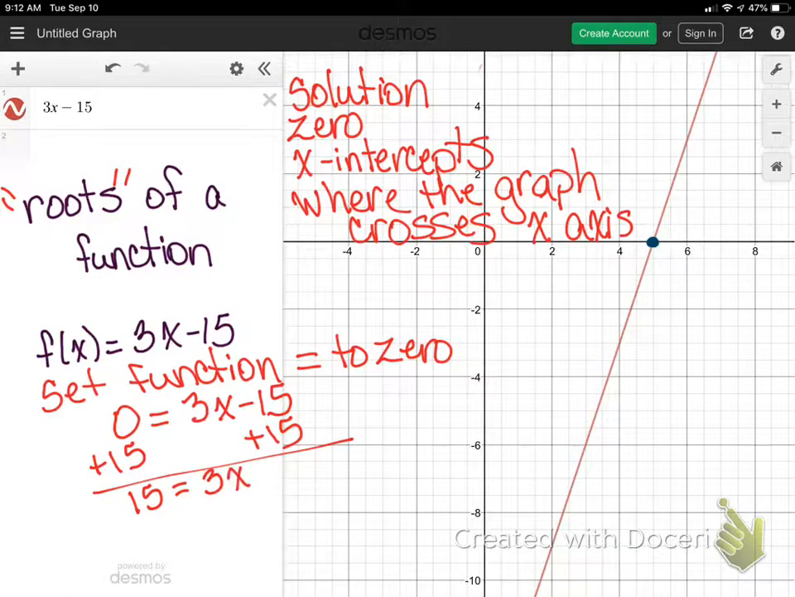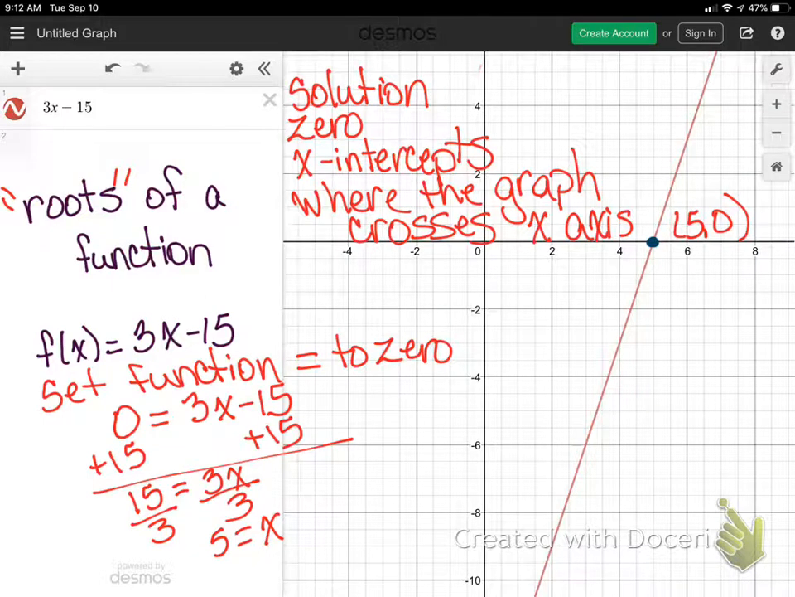So I have 15, okay, 15 equals 3x, and I divide both sides by 3. Okay? So 5 equals x. What's my y value here? 0. Okay? So x equals 5, or 5 is my root in this situation. I have set this equal to 0. That's what I've done. So in a linear function, we're looking for the x-intercept.